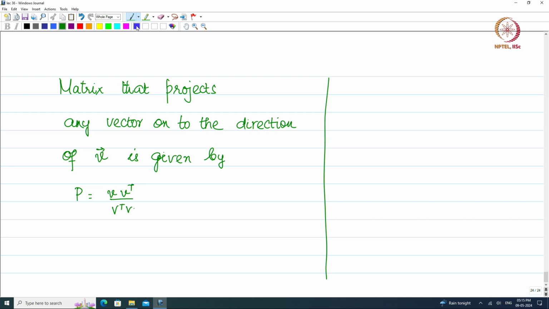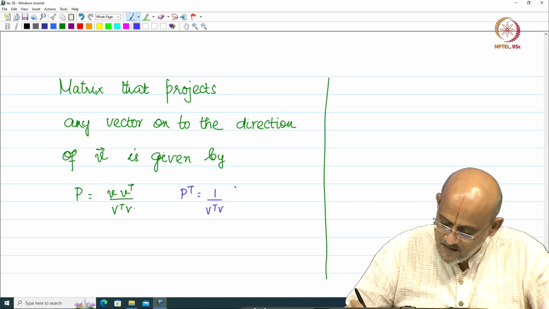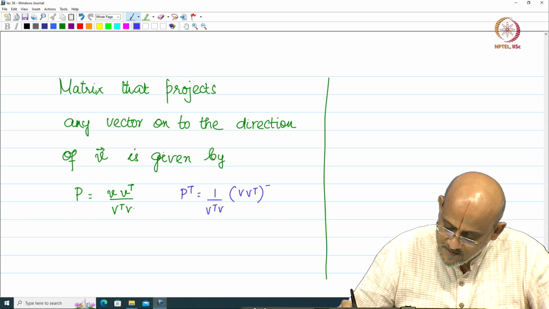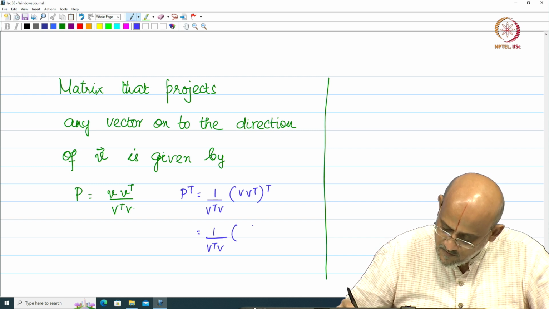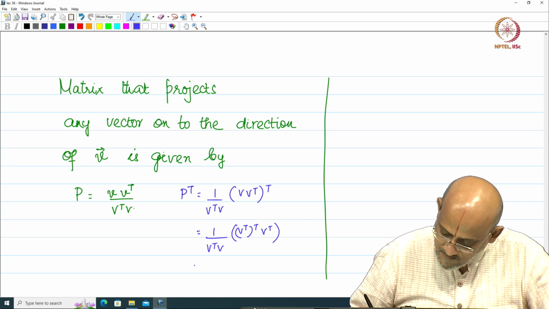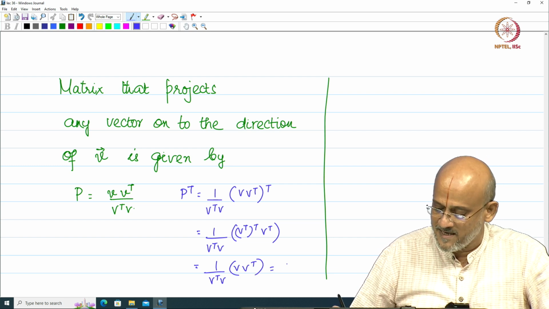Now we have a question: does P satisfy the properties of a projection matrix? P square is equal to P and P transpose is P. Let us look at P transpose. P transpose is 1 by V transpose V, this is just a number, into the transpose of V V transpose, which is nothing but 1 by V transpose V into V V transpose. That means P transpose is equal to P.